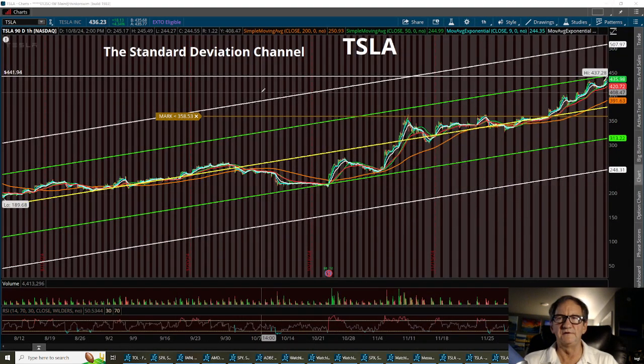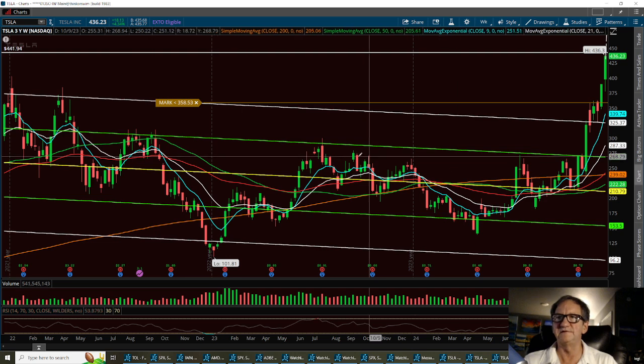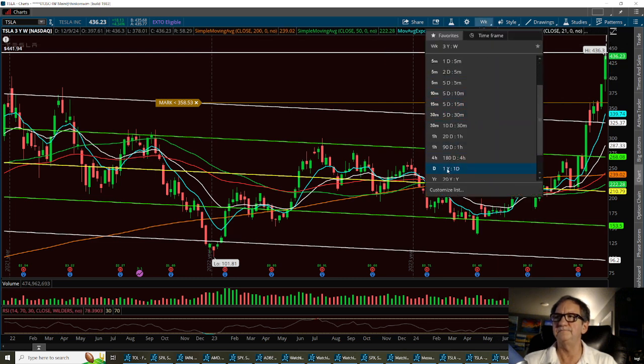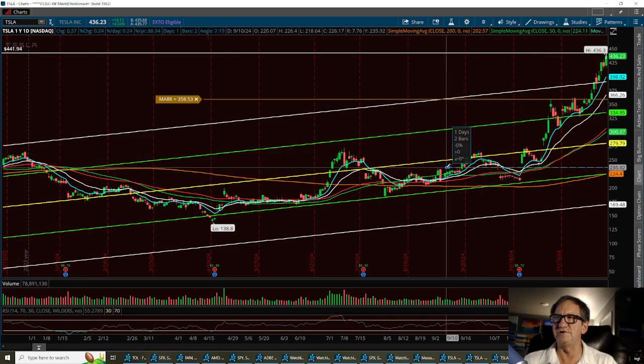This is the setup of the standard deviation of 1 and 2, their resistance and support channels. This is TSLA, and you can use it in different time frames. For example, you can go to the weekly. It's in a downward motion, but we're breaking out. So we broke that major resistance. Then on the daily, we broke the second deviation.